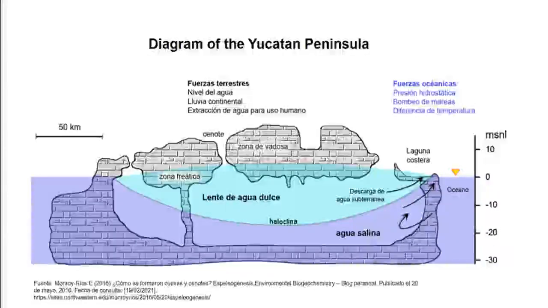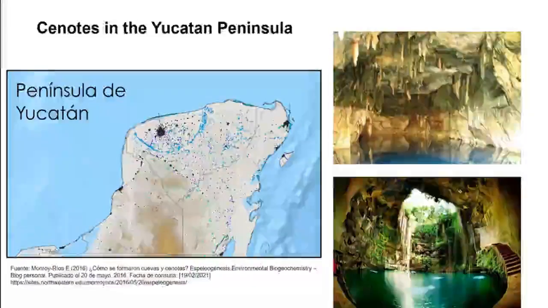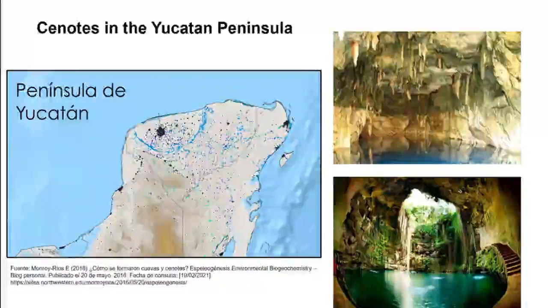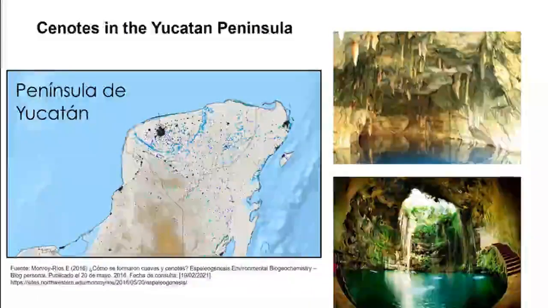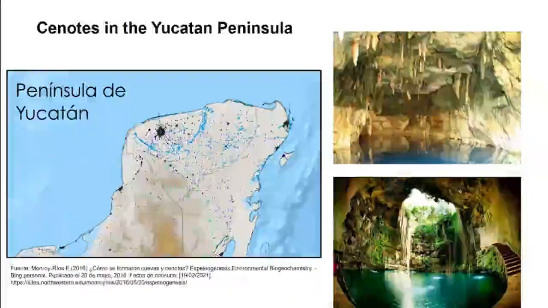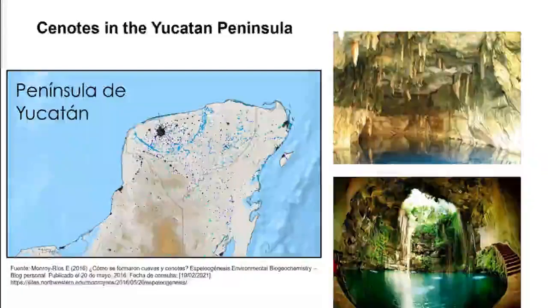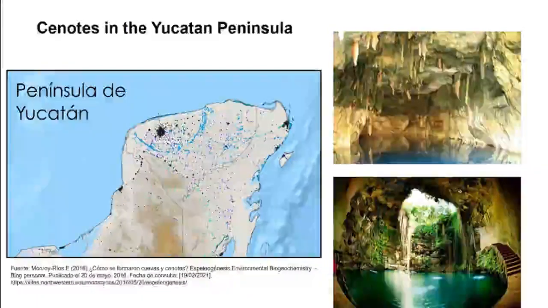We don't have any idea of how many cenotes we have in the Yucatan Peninsula. In this other image, we have some of them that are recognized, but there are others that we don't have. So we don't really have an idea of how many of these cenotes we have in the peninsula. Although we have these beautiful images on the right, these are also windows through which lots of things come in.